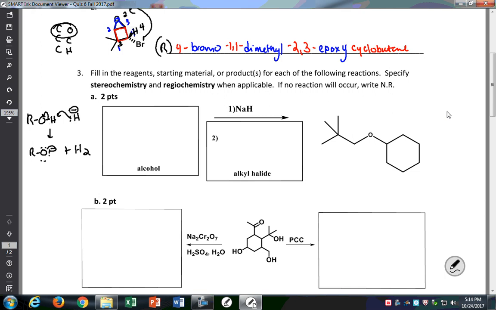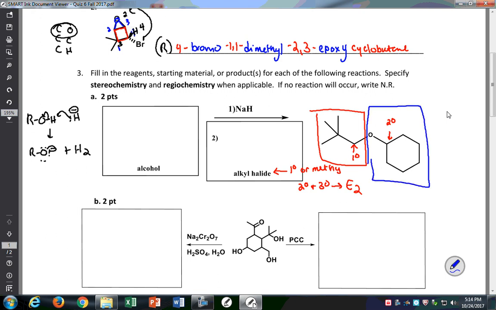Now this nucleophile can react with an alkyl halide, but remember it's a strong nucleophile. So the alkyl halide must be primary or methyl because secondary and tertiary are going to lead to predominantly E2. And we don't want E2, we want SN2. So we have to look at our starting materials. This carbon is primary. This carbon is secondary. So our alkyl halide must be this part because that's our only primary carbon. And therefore our alcohol comes from this part.